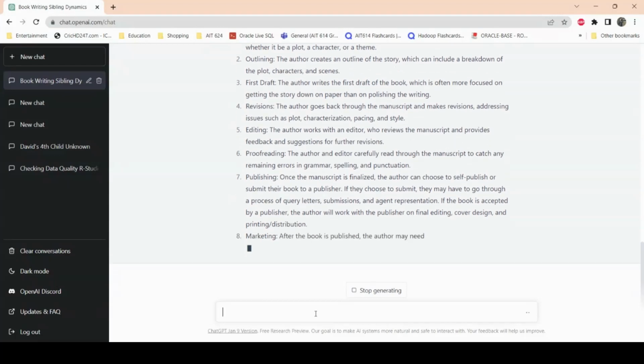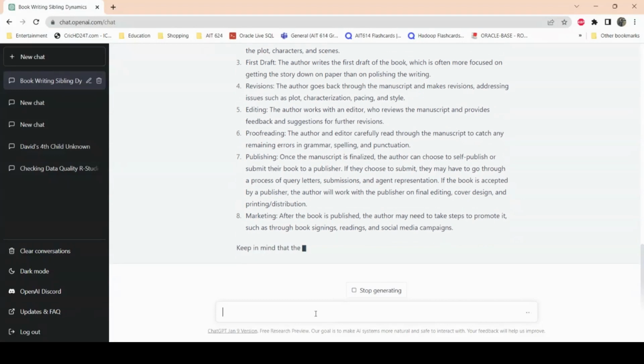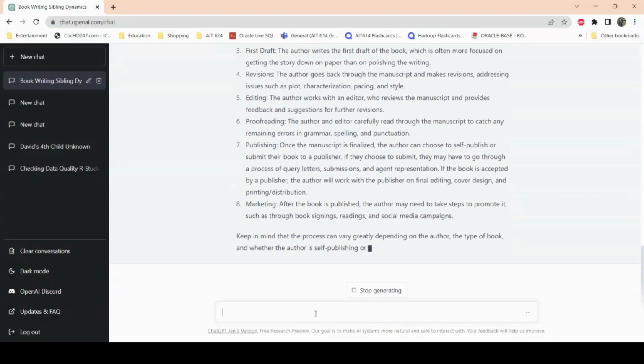So first, it's saying to create a sketch of what story you want to write, and then revision. The author goes back to the manuscript, makes revisions, and addresses issues such as plot, characterization, pacing, and style. And then editing. The author works with the editor who reviews the manuscript and provides feedback and suggestions for the revisions. So proofreading, the author and the editor carefully read the manuscript and catch any remaining errors in the grammar, spelling, and punctuation.